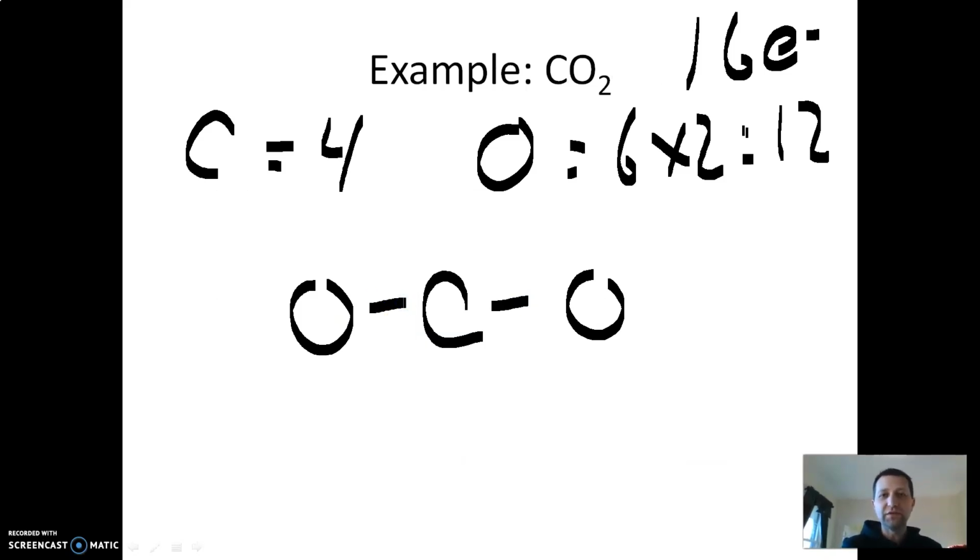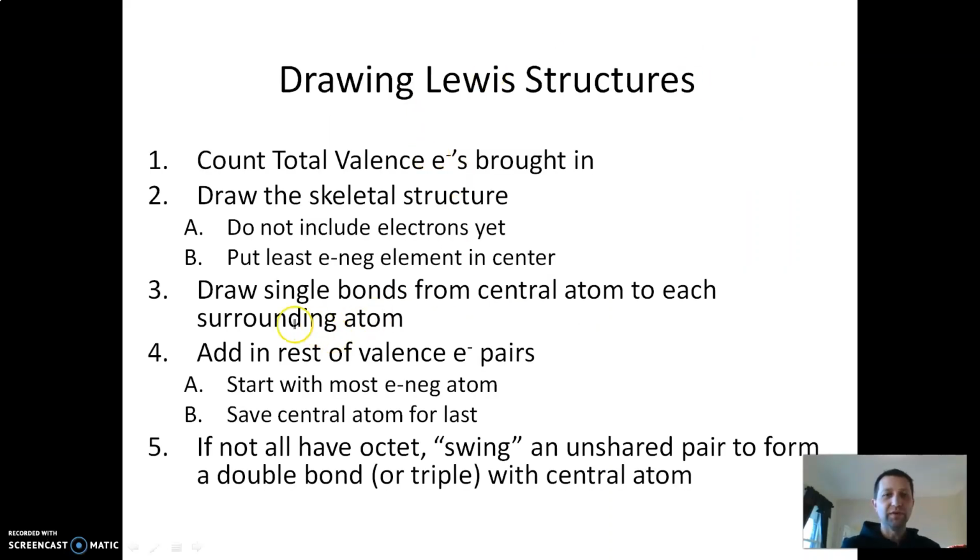Single bonds count as 2 shared electrons. Okay, so we have 2 shared electrons here, 2 shared electrons here. They're kind of moving around those regions, kind of holding the carbon and oxygen together. Look at how many electrons we've used so far. Each single bond counts as 2 valence electrons, or 2 electrons, I guess. So we've used up 4 electrons out of our 16. We have 12 left.